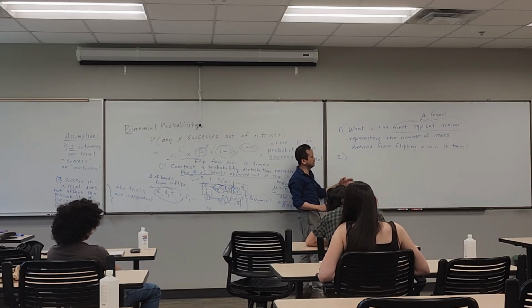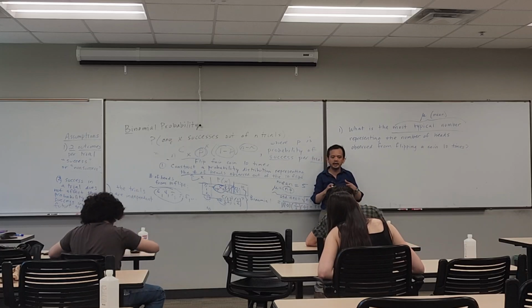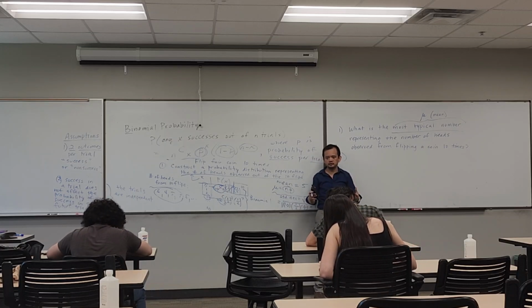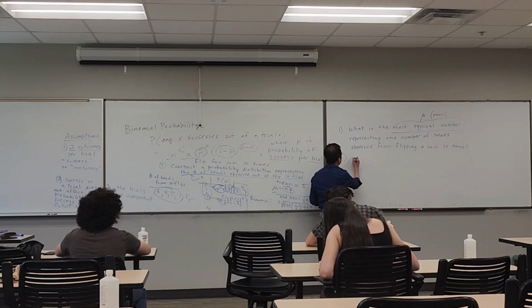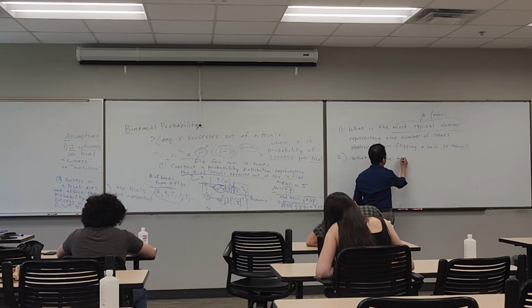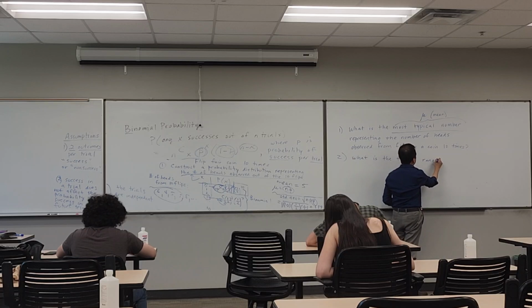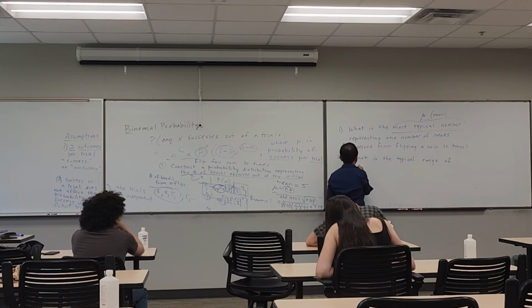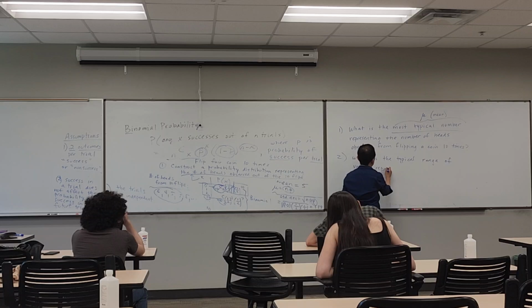So that leads into this next question, which is, what is the typical range for the numbers that you observe representing the number of heads out of 10 flips? So what is the typical range of values representing the number of heads observed from flipping a coin 10 times?